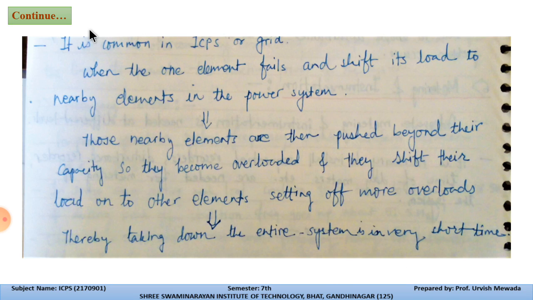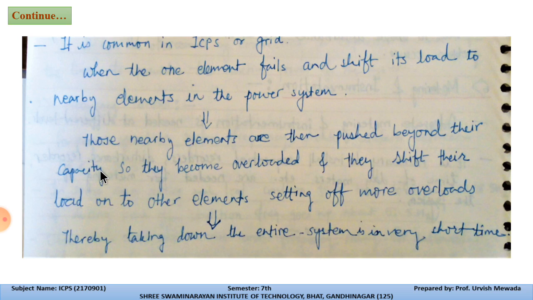Again, as I explained, when one element fails, it shifts its load to the nearby element. If a unit fails to withstand the stresses of the load, that element transfers the load or stresses to the nearby station. And those nearby station elements are then pushed beyond their capacity.